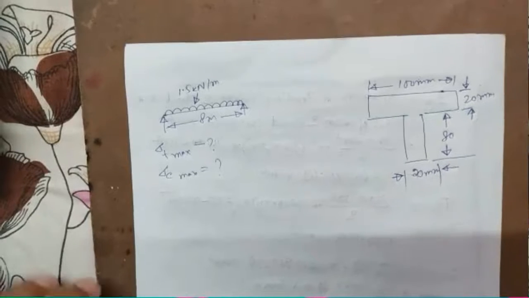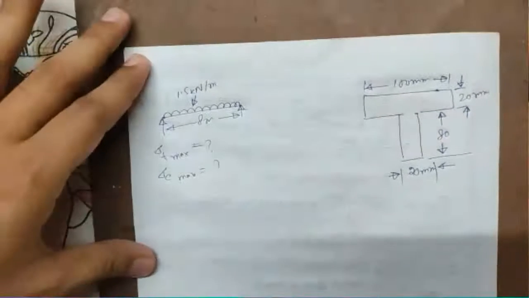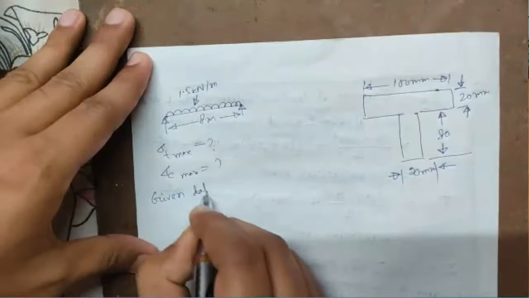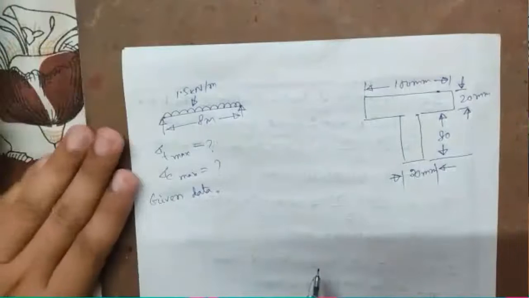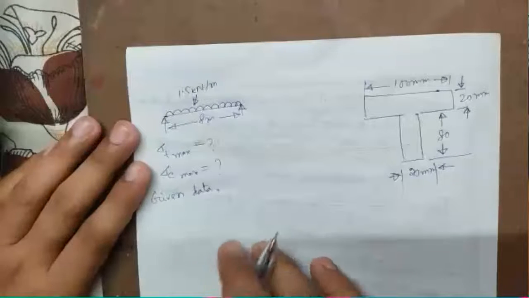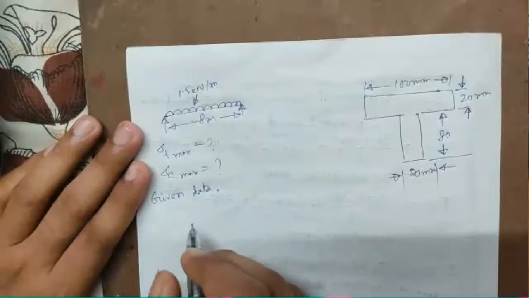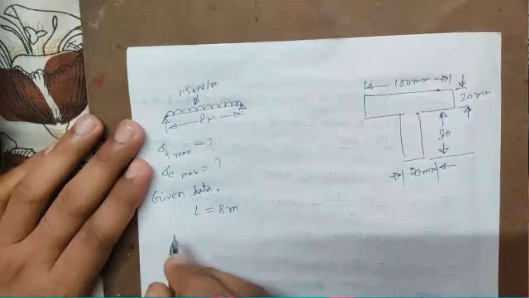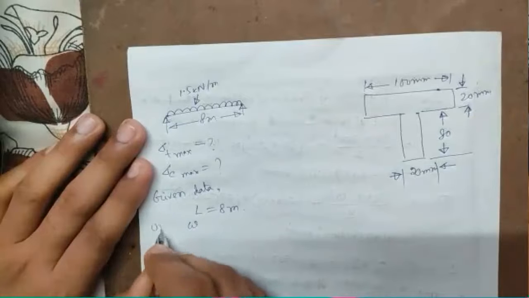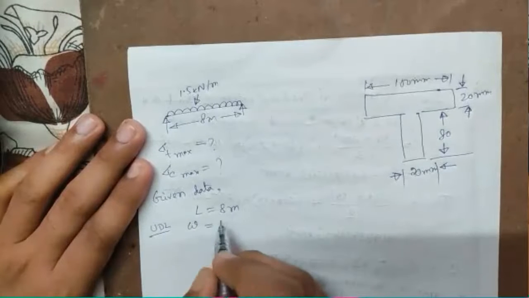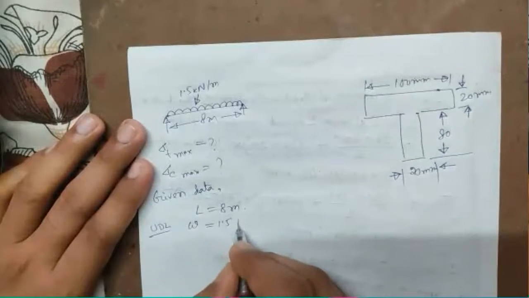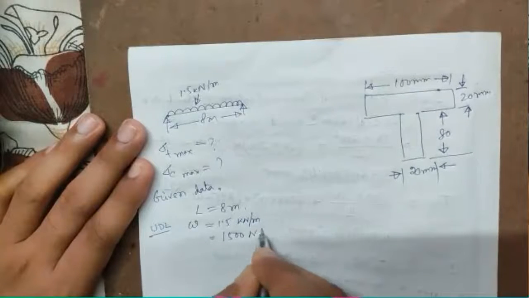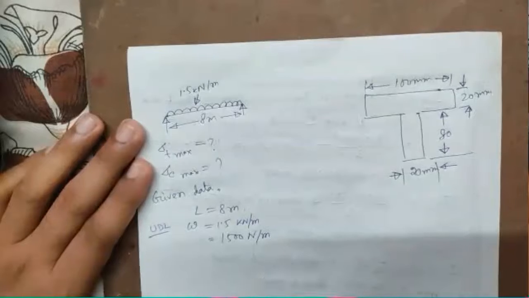So in the procedure, you will write the given data. In all the subjects, you will follow this procedure. Given data, you must accumulate, or you must formulate the problem. So the given data is L equal to 8 meter. In UDL, the rate of loading is 1.5 kilonewton per meter, which is simply 1500 newton per meter.